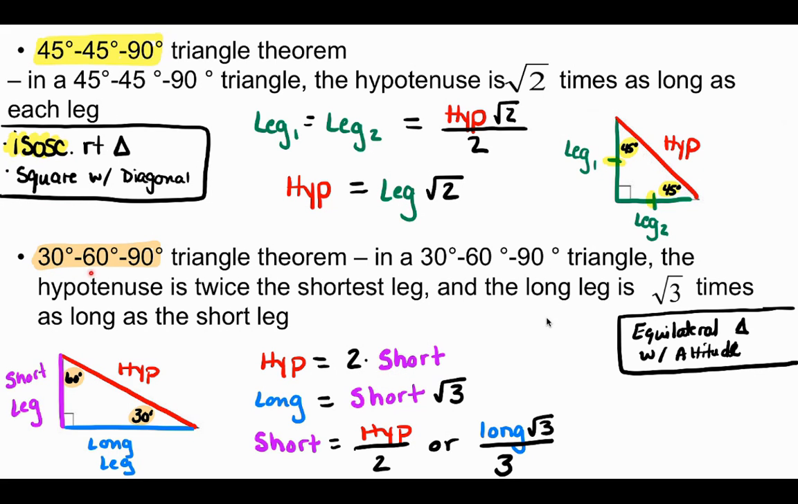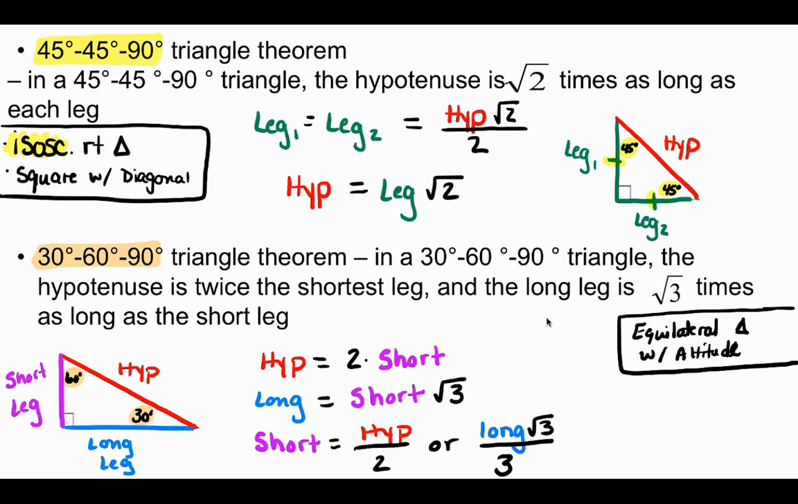Our other one is the 30, 60, 90. So within the triangle, you're either going to see a 60-degree angle or a 30-degree angle. Keep in mind that equilateral triangles have all 60-degree angles, and when you draw in the altitude, you split it in half. So an equilateral triangle with an altitude will give you two 30, 60, 90 triangles.